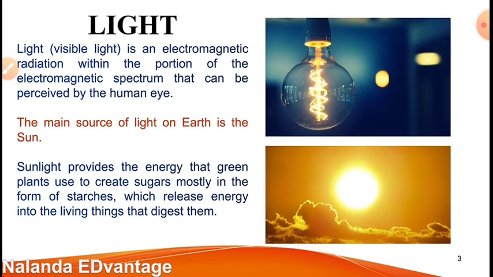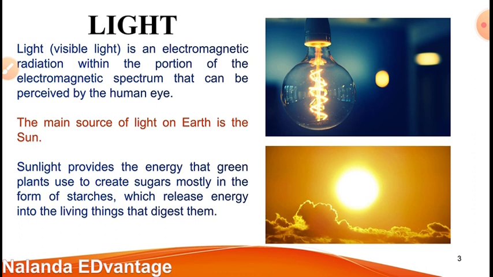Light, or the visible light that we see around us, is basically a form of energy. It is part of the electromagnetic radiation, or electromagnetic spectrum, which comprises various other ranges of radiation that we are going to learn in our next slide. So basically light is a form of energy which has a dual nature. It is both wave and particle.